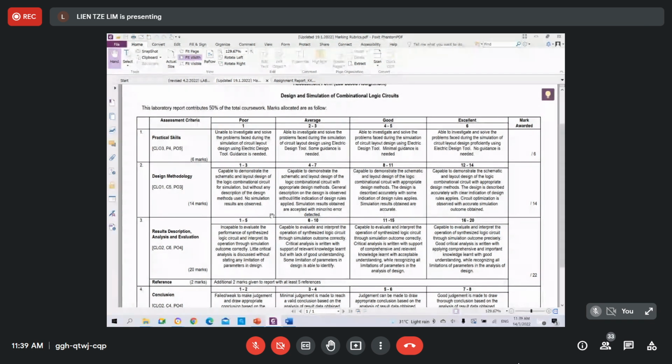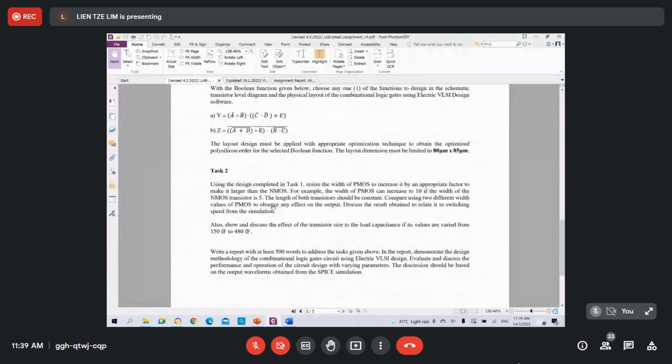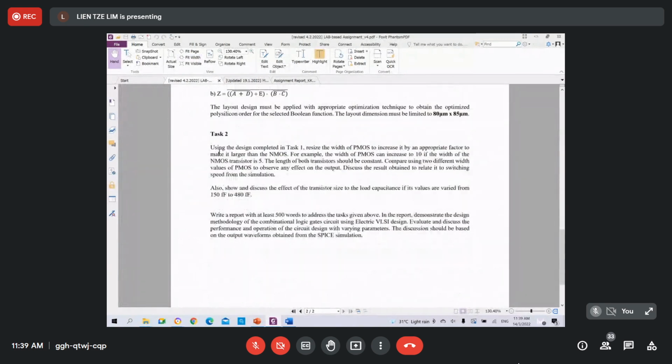So I think that is for task 1. Task 2, I think, is also not difficult for some of you. This task 2 is based on the design in task 1. Resize the width of the PMOS, increasing it by appropriate factors to make it larger than the NMOS. For example, the width of the PMOS can increase to 10 if the width of the NMOS transistor is 5. The length of both transistors should be constant. Compare using two different width values of the PMOS to observe any effect on the output.